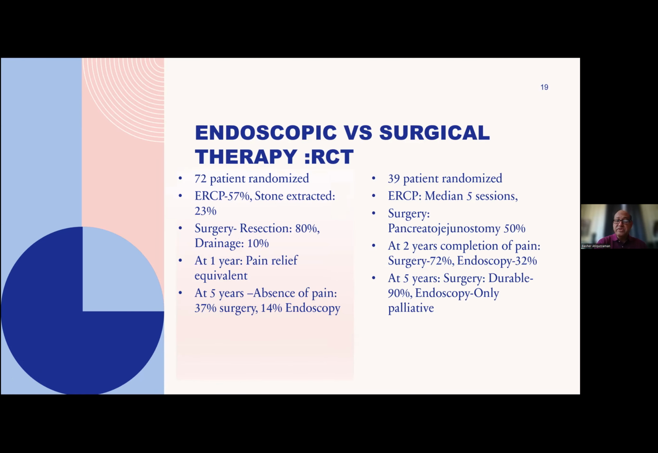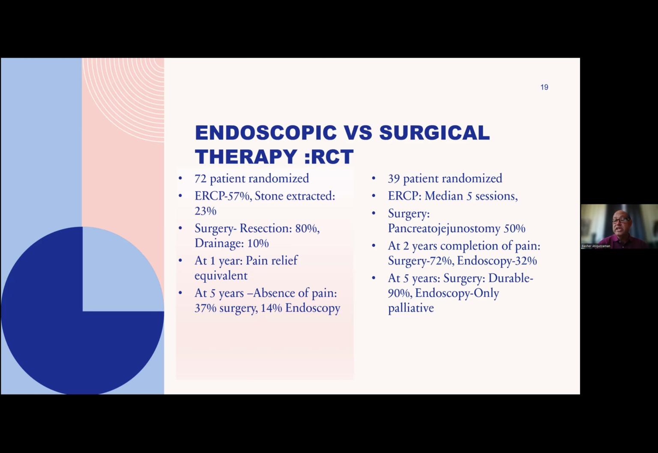After 1 year, the pain relief is almost the same, but after 5 years, only 14% of patients who go for endoscopy have adequate pain control, but surgery was about 37%. So surgery is clearly superior in the first study. But in the second study, where they followed patients for a longer time, where patients had multiple ERCPs, stent placement, and stone removal, versus surgery, they did a big surgery, pancreatic duodenostomy, for 50% of the patients. At the end of 2 years, surgical patients had significantly better pain management, 72% versus endoscopy only 32%. At 5 years, surgery is very durable, 90% of patients do very well. Endoscopy didn't work. It was only used for palliative purposes.